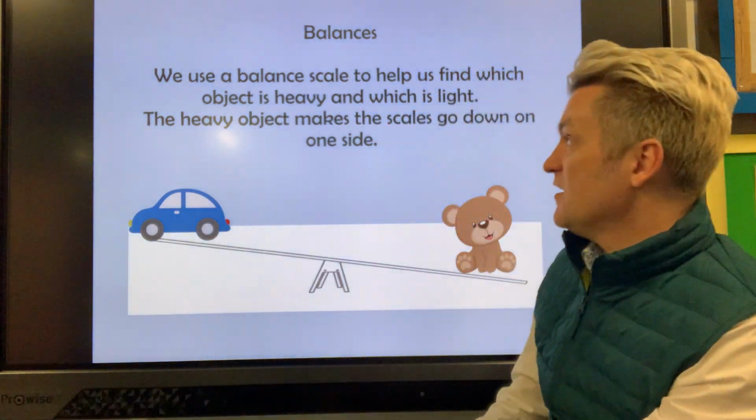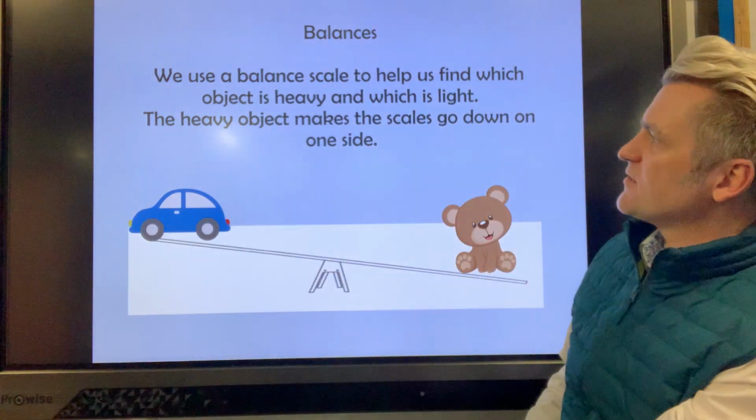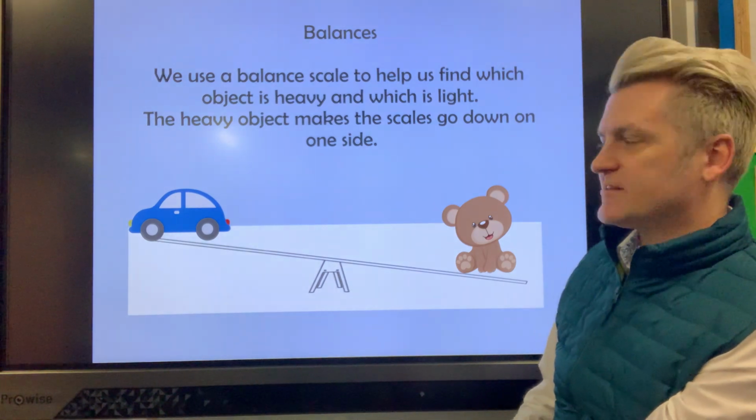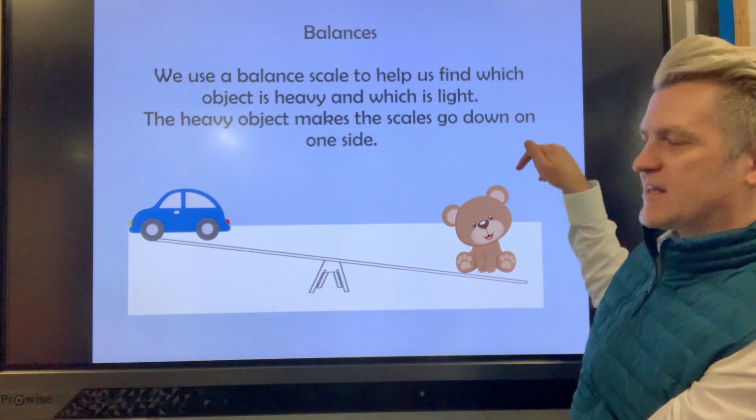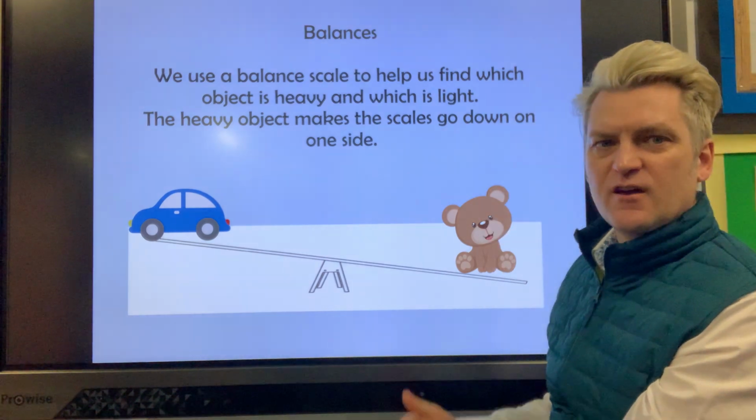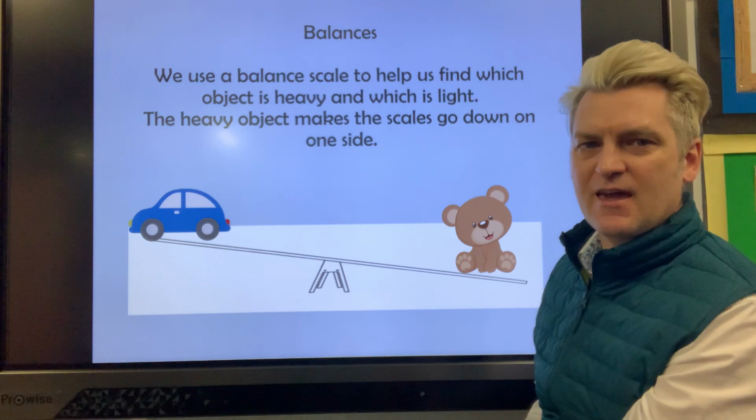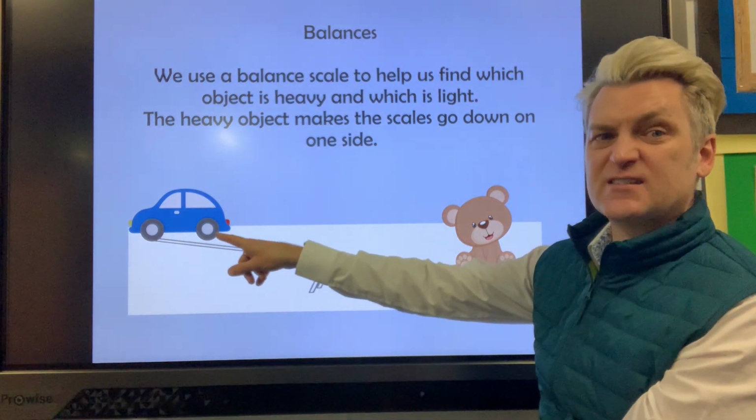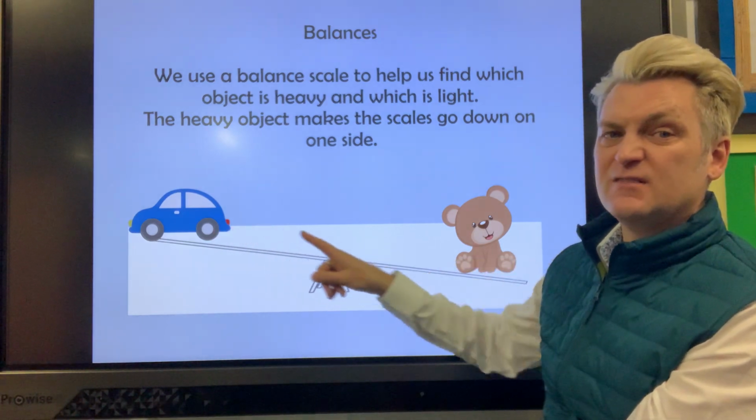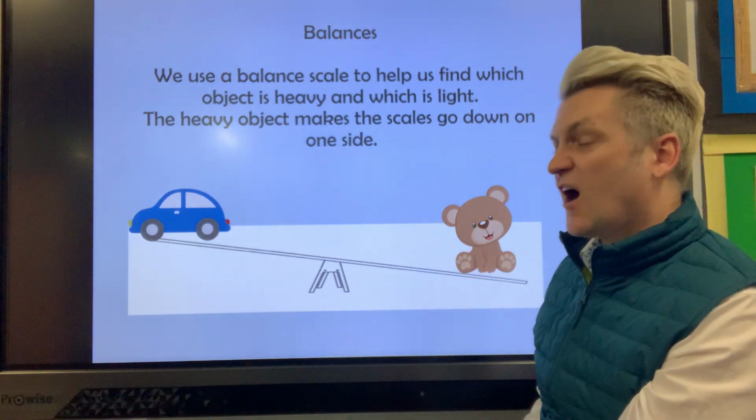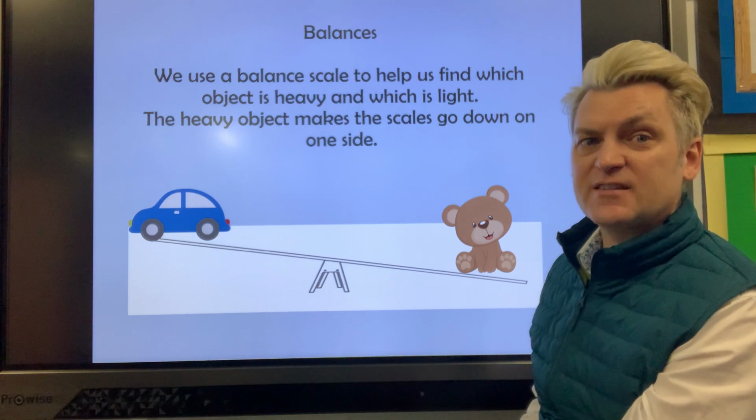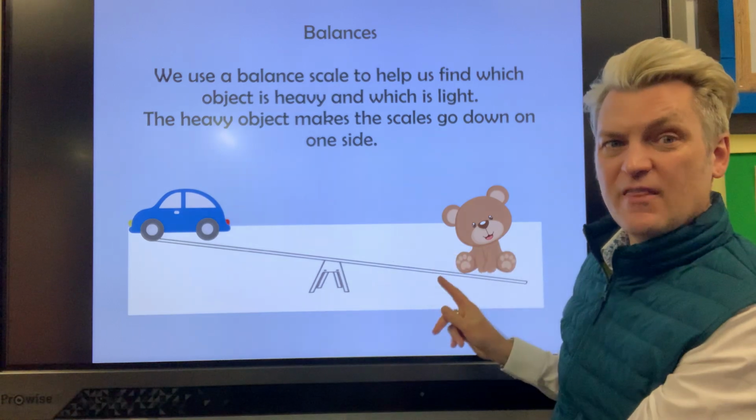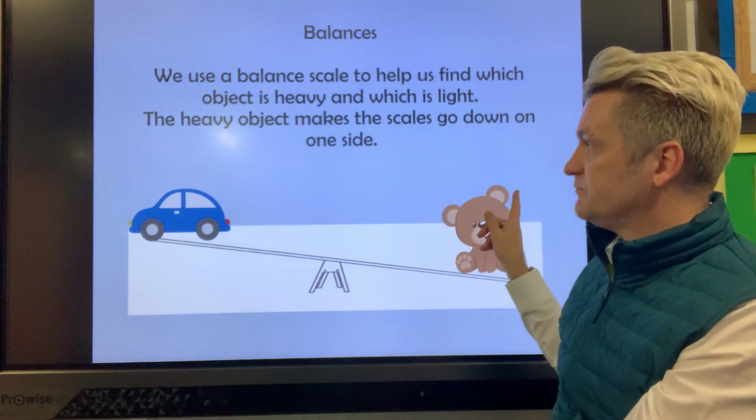So on this picture here, all right, now it says we use a balance scale to help us find which object is heavy and which is light. The heavy objects make the scales go down on one side. So I've got this big teddy bear here. He's very, very heavy. And I've put a toy car on this side. It's not as heavy as the teddy bear. The car is lighter than the teddy bear. So the car, that stays up, and the teddy bear goes down.